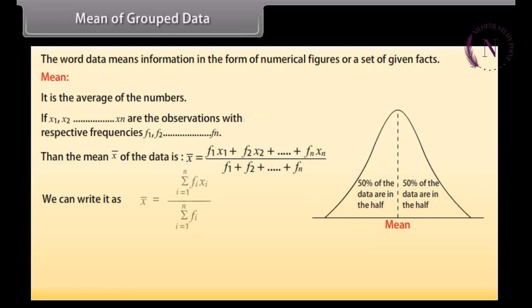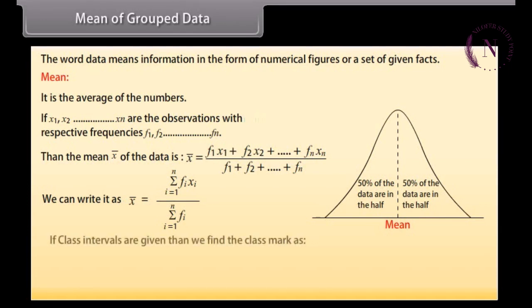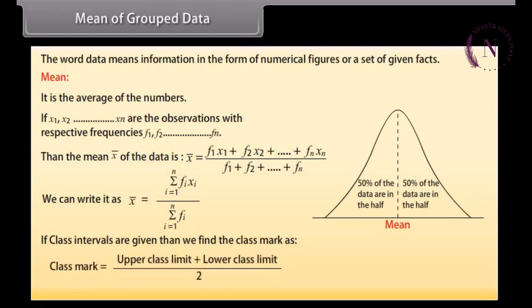We can write it as x bar equals summation from i equals 1 to n of the product of fi and xi, divided by summation from i equals 1 to n of fi. If class intervals are given, then we find the class mark as class mark equals upper class limit plus lower class limit divided by 2. For each class interval, we use the class mark as xi in the above given formula.